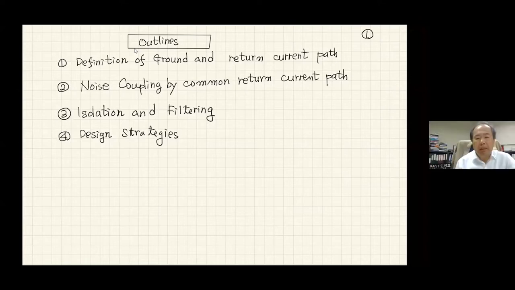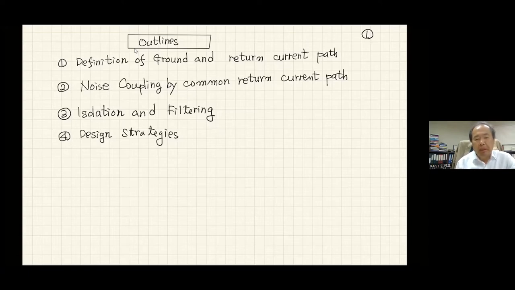At the second part of the class today, I'm going to talk about noise coupling by common return current path. That means sometimes some of your return current may be overlapped with other return current, and because of that, with some impedance of ground, noise will be coupled between the IOs and between signal and power. It could be a problem for power supply induced jitters.